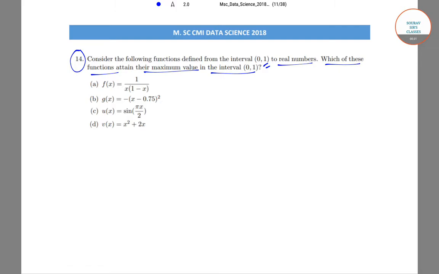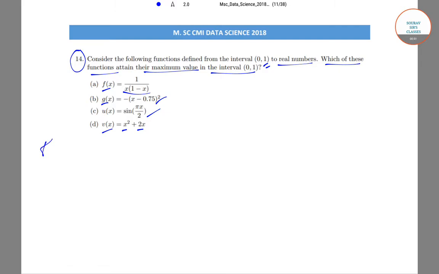The various functions that are given are: f(x) = 1/(x(1 - x)). Second is g(x) = -(x - 0.75)². u(x) = sin(πx/2), and v(x) = x² + 2x. So we have to check all these functions. Let us start off with the first function, which is f(x).